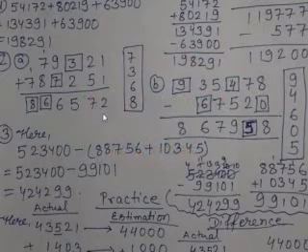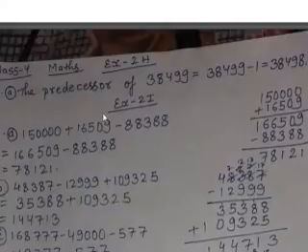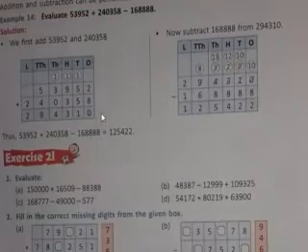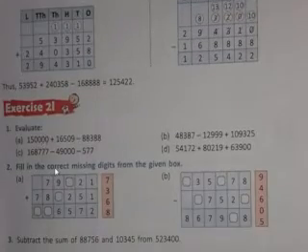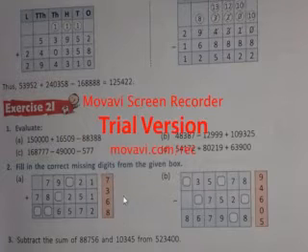Now if you will see question number 2, what is there in question number 2? Let's see. Fill in the correct missing digits from the given box. Here a box is given and you have to fill in the correct missing digit. How to fill it? Let's see. 112, 257. It is addition, okay?